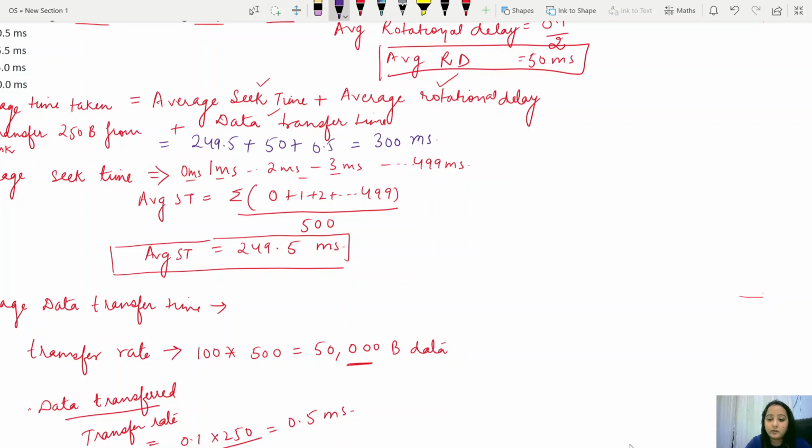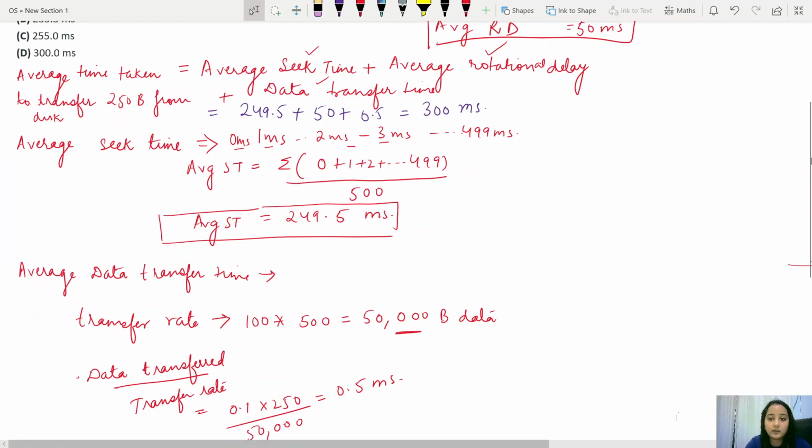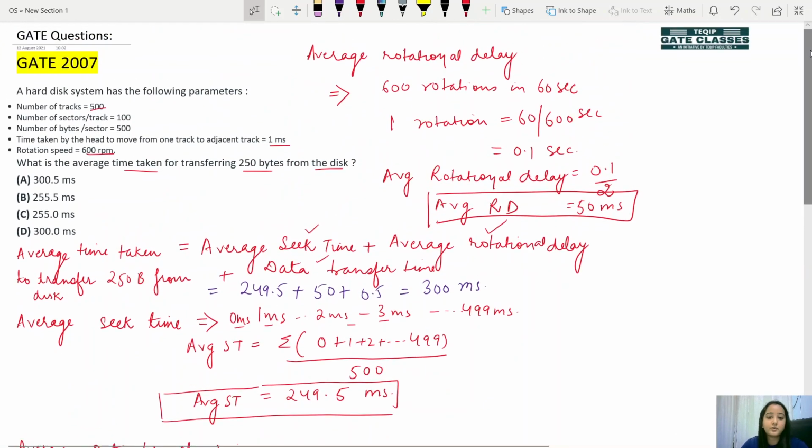So 300 milliseconds is the answer. Let me see the options. So D is the correct option, 300 milliseconds. I hope this is clear to you.